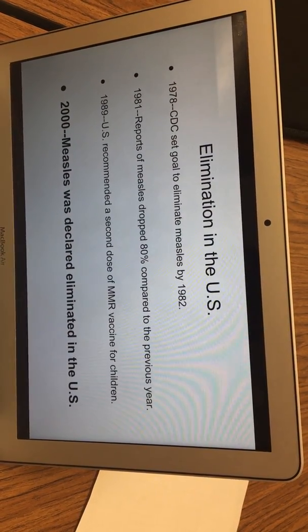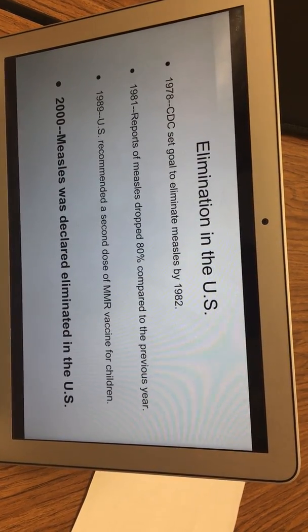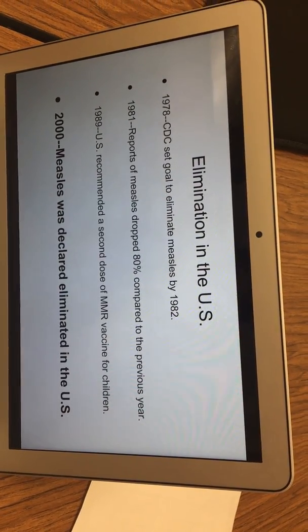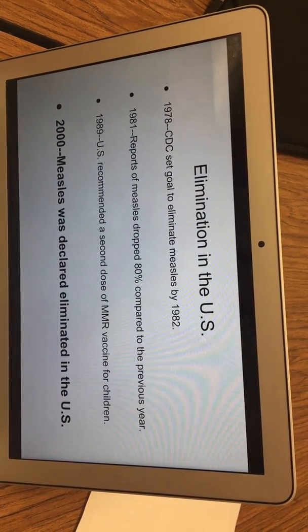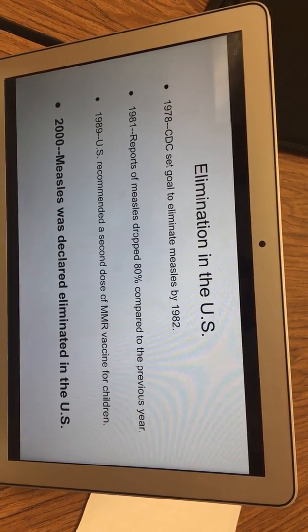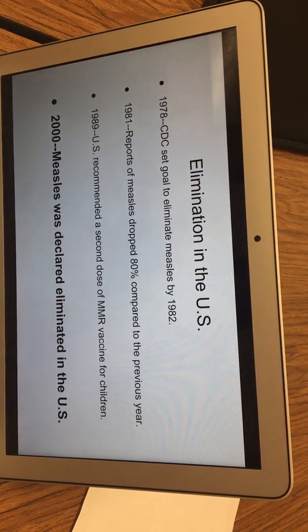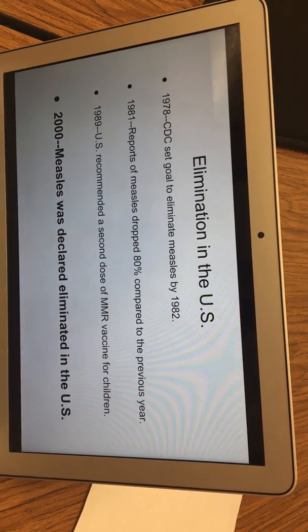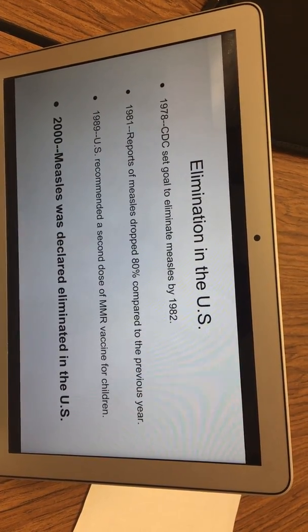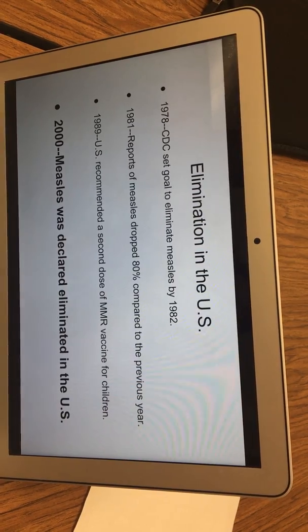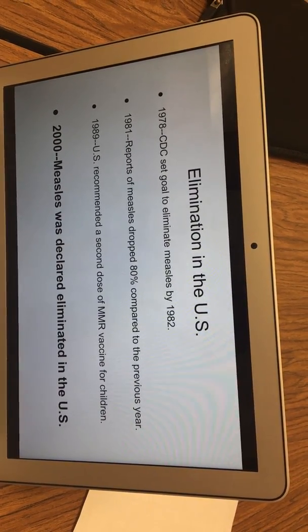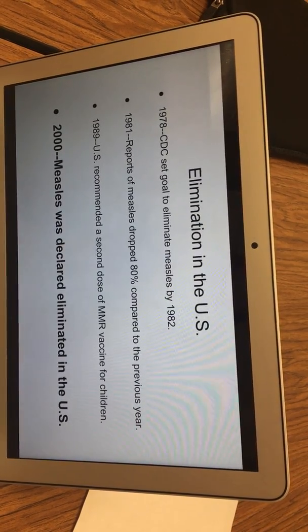In 1978, the CDC set a goal to eliminate measles by 1982. However, this goal was not met, but each year the rates were reduced. During this time, measles vaccine was usually combined with the mumps and rubella vaccine, so it's commonly called the MMR vaccine, or it can be combined as well with varicella, so it can be called the MMRV vaccine.